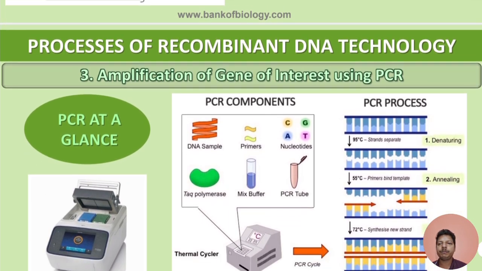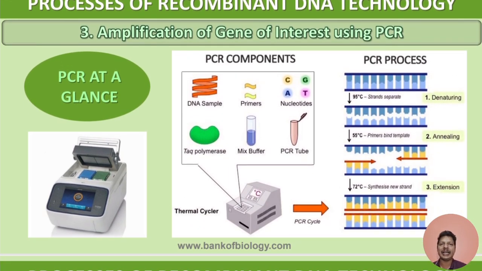PCR at a glance. The PCR components: DNA sample, primers, nucleotides, Taq polymerase, buffer mix, PCR tube. Thermal cycler, PCR cycle occurs. Denaturation at 95 degrees Celsius, strands separate. Then at 55 degrees, primers bind the template, called the annealing process. Then extension is there. At 72 degrees Celsius, synthesis of new strands is occurring.